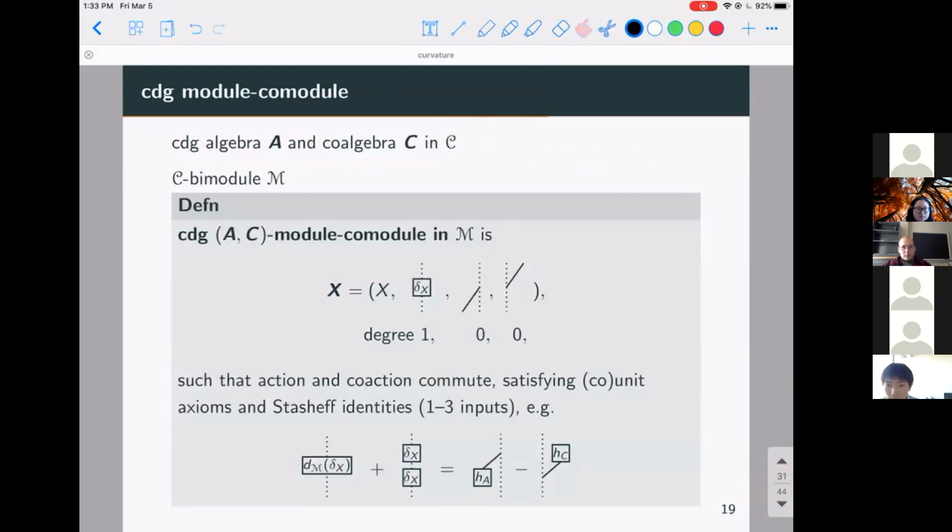So here's another fun kind of structure that I've had to work with. You can take an algebra and a coalgebra, put a curvature on both of them, and then you can consider a module co-module. So on the left, you have an action of the algebra, and on the right, you have a co-action of the coalgebra. And then the Stasheff relation with one input tells you this. There's a curvature of the algebra and curvature of the coalgebra, both coming into this picture.